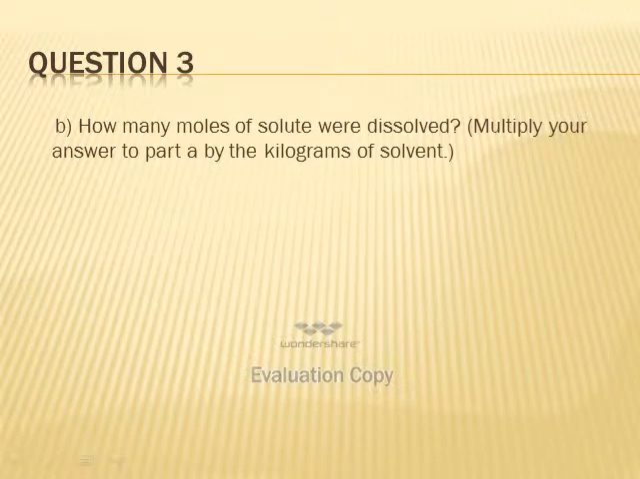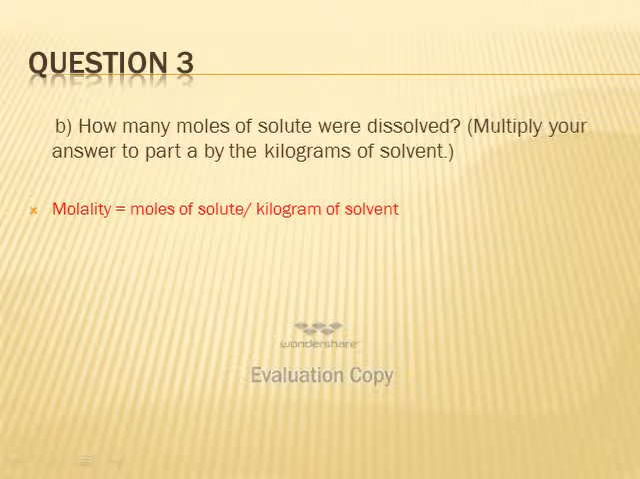Part B says, how many moles of solid were dissolved? Multiply your answer to part A by the kilograms of solvent. Molality is moles of solute over kilogram of solvent. Our calculated molality is 1.73 m, which means that 1.73 moles of compound dissolve in 1 kilogram of water, but we do not have exactly 1 kilogram of water.